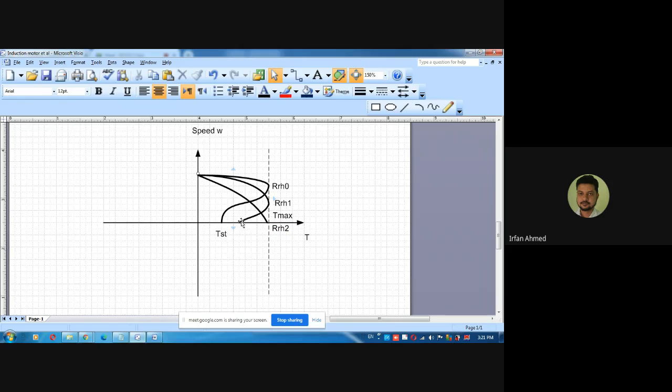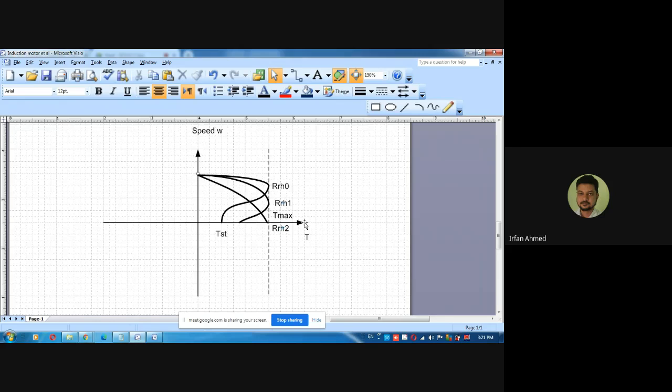Yeah, so if your load torque is greater than the starting torque, you can always increase the starting torque by inserting external resistance, but that external resistance will be removed when the motor speeds up. And then you want this curve. This is the preferred curve because it gives you the least amount of copper loss.